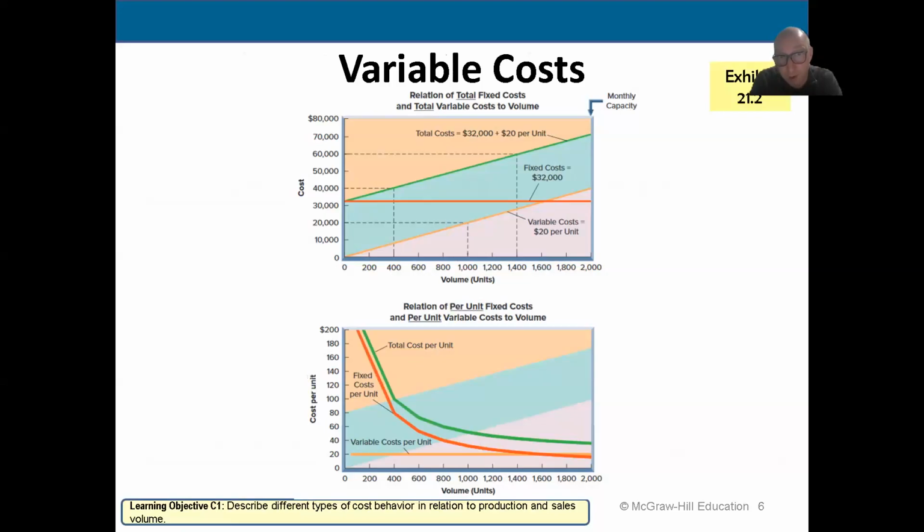If looking at the top part of the slide, we see that our variable costs rise with the more units we produce. It's $20 per unit. If we look at it on a per unit basis, like on the bottom part of this slide, we see that it stays the same.